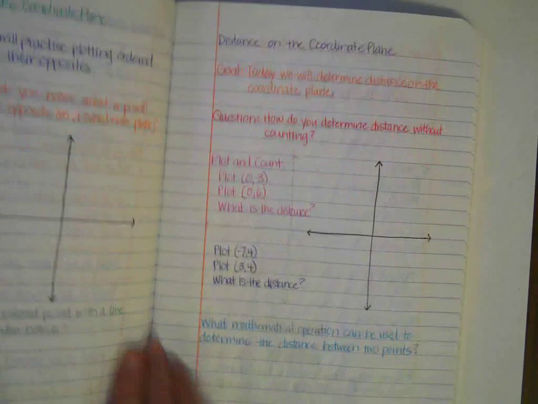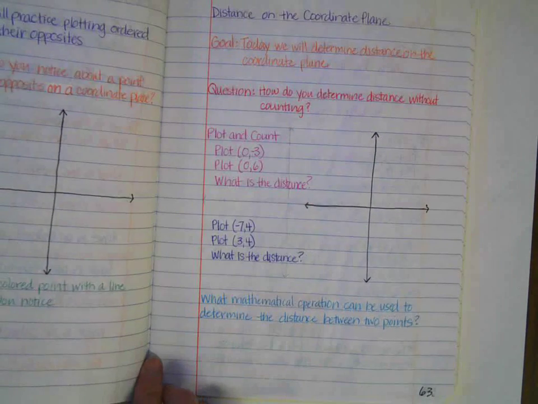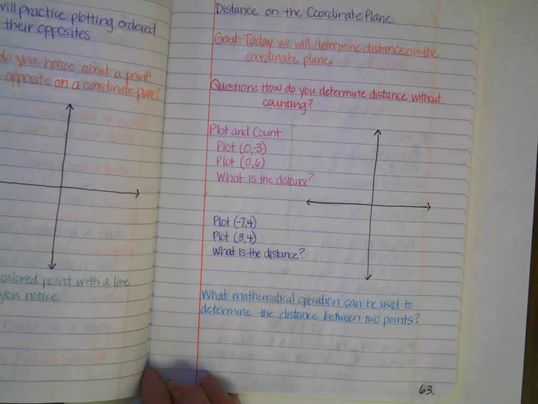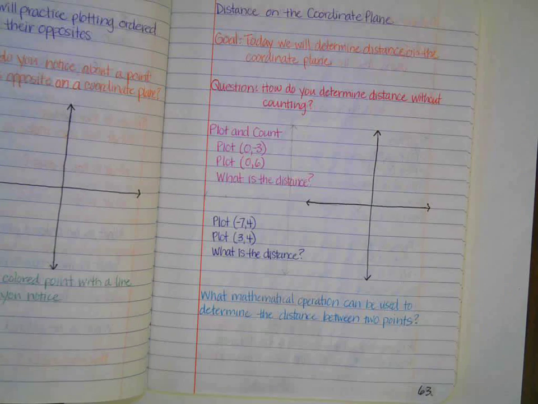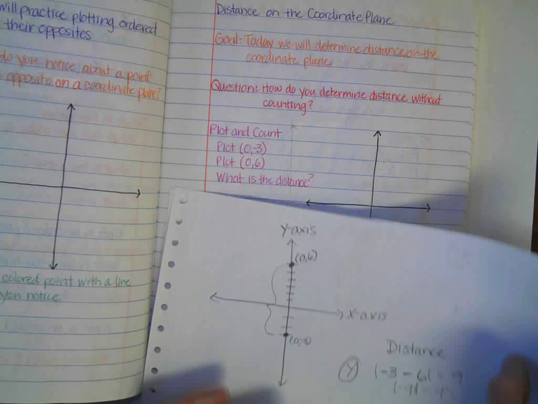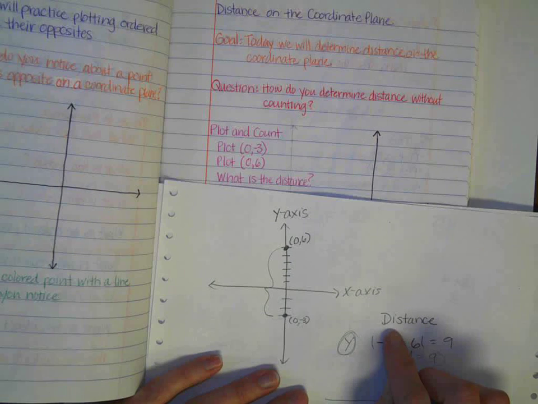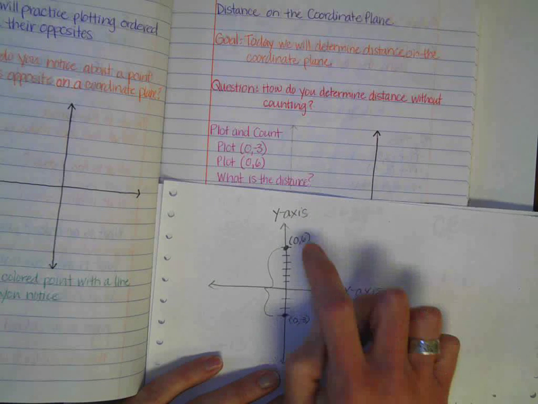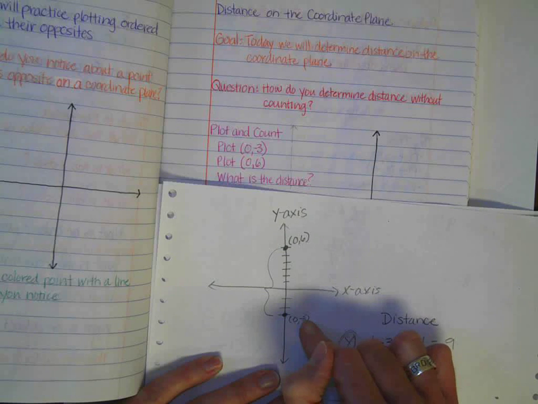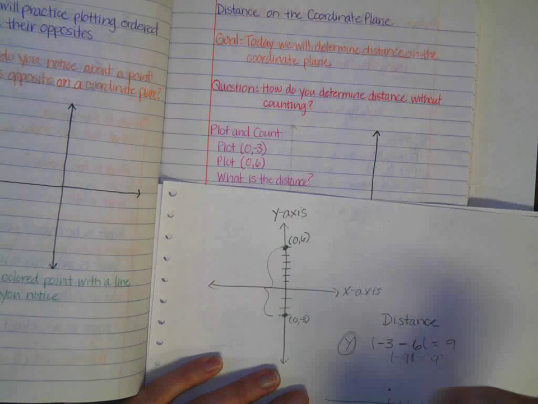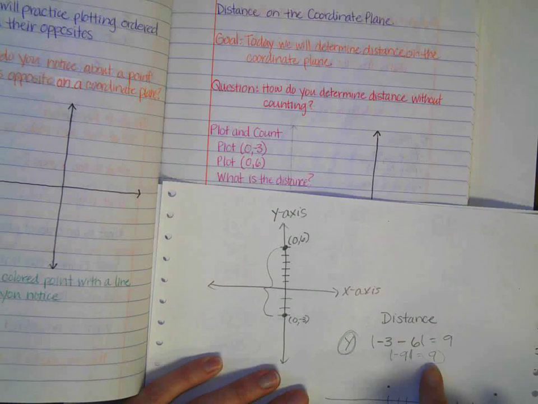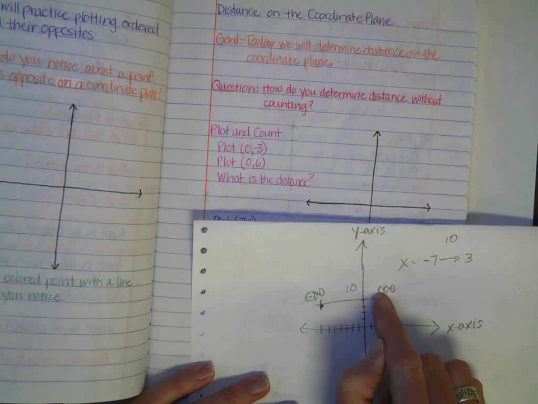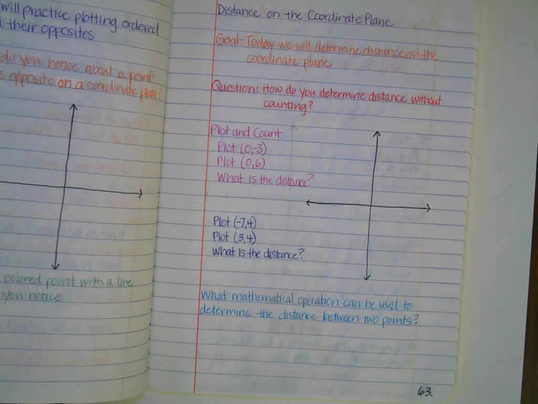Okay, the last thing that we need to figure out is what mathematical operation can be used to determine the distance between 2 points. And we talked about it, it kind of rhymes with distance, is the same thing as difference when you're trying to figure it out. So you're asking yourself, what is the difference between 6 and -3? Okay, if we take 6 and -3 and we subtract them, you're going to get an answer of 9. If you take the difference between a -7 and a 3, you're going to find that it's 10.